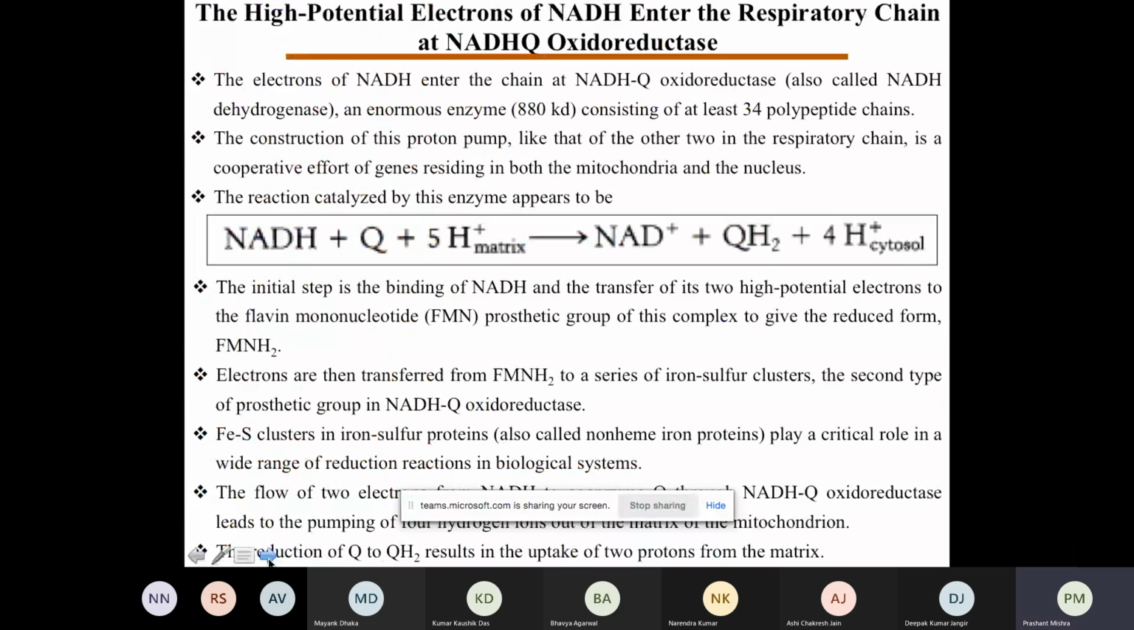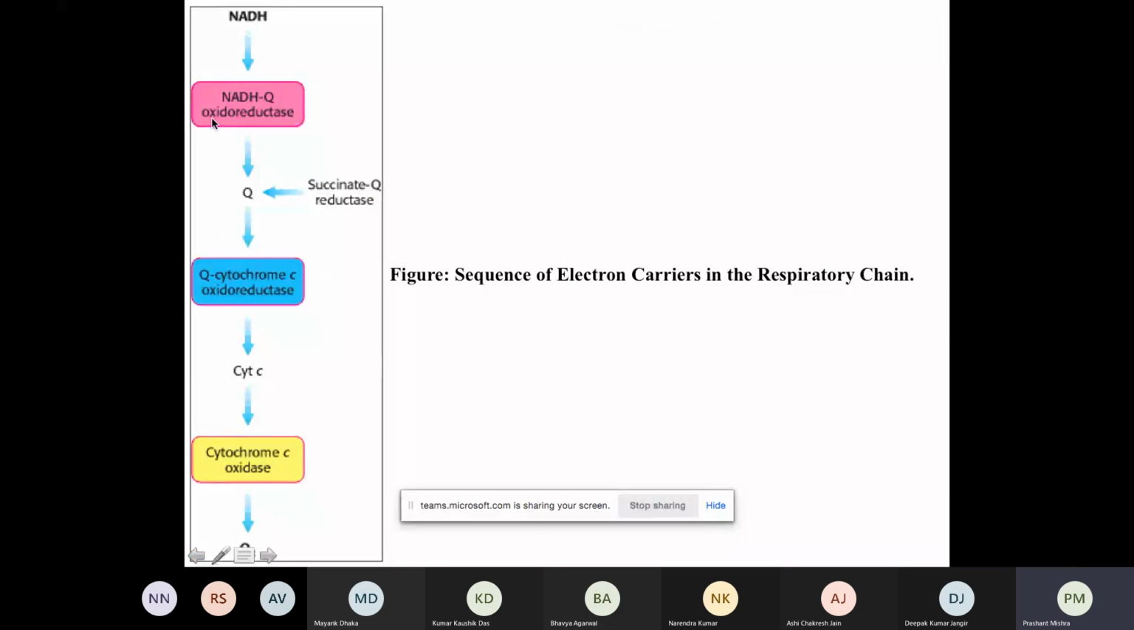Now the electrons of NADH enter into NADH-Q oxidoreductase. We have already discussed this. It has 34 polypeptide chains. So what I said earlier is that this complex is not a single protein, though it has been shown that way. It is a complex of proteins. So there are 34 small proteins. Mostly it is iron sulfur cluster, but to begin with, it also has FMN.